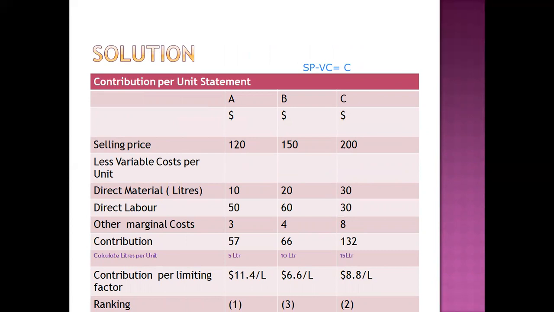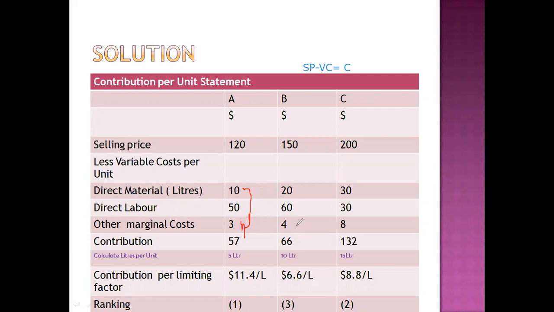Okay, 10 plus 50 plus 3, you get 63, minus 120, you get 57. So it's very simple. Let me just try to get my pen to help others understand. We are going to add, remember our contribution, these figures together, 10 plus 50 plus 3, and the answer here is 63. So 120 minus 63, we get 57 as our contribution.